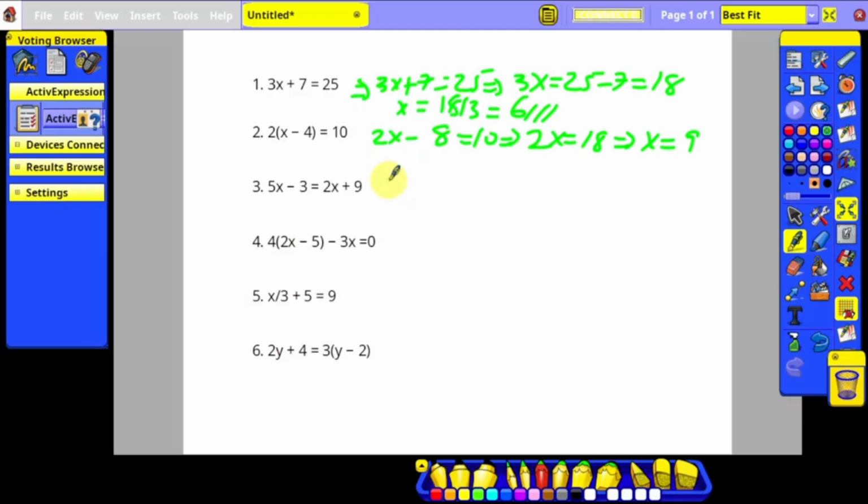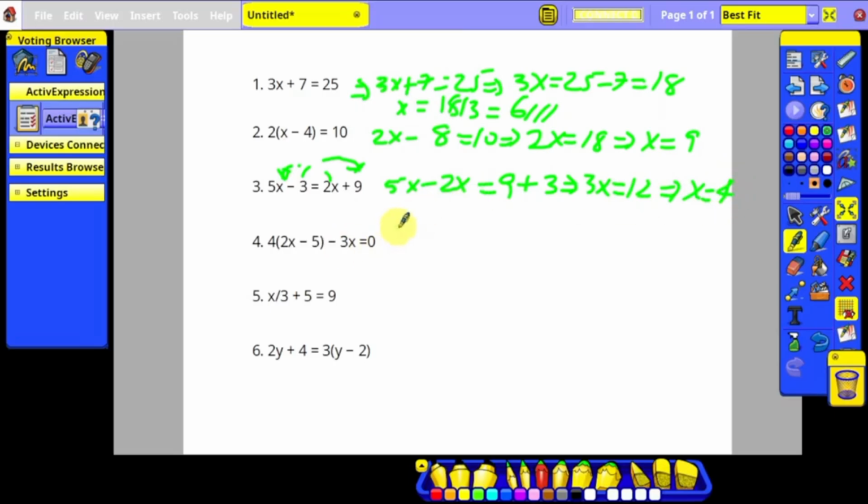So the next one, 5x minus 3 is equal to 2x plus 9. So you collect the x terms together and the constant terms together. So 5x minus 2x is equal to 9 plus 3, because when you move this one to the right, it becomes positive, and when you move this one to the right, this one becomes negative. So 5x minus 2x, that's equal to 3x is equal to 12, which implies x is equal to what? 12 over 3, that is 4.